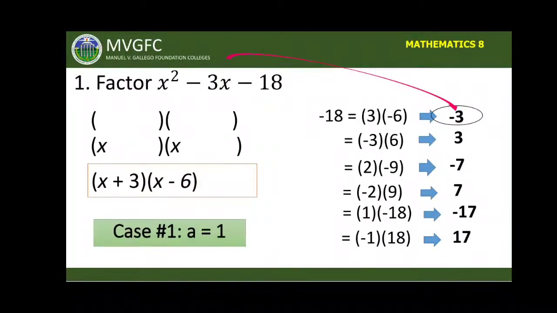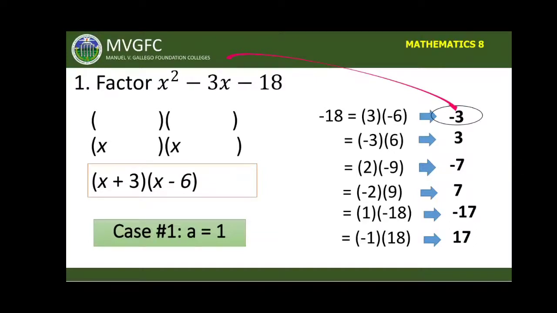If you want to verify if your answer is correct, you can use the FOIL method na tinuro ko sa inyo last time pa, okay? Last year pa ata, baka grade 7 pa lang tayo, nabanggit ko na, okay? So, that is for our case number 1, in which the value of our a is equal to 1.